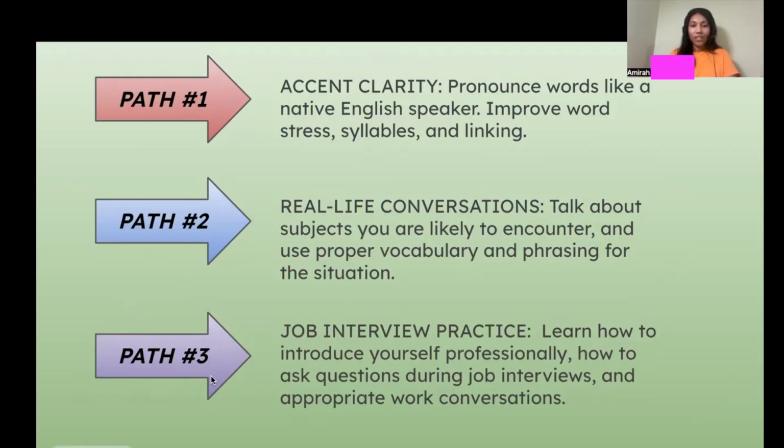Path number 3, job interview practice. Learn how to introduce yourself professionally, how to ask questions during job interviews, and appropriate work conversations. Now, this one is very, very important. Now, again, your lessons might be different. You might focus on sentence structure. You might focus on vocabulary. You might focus on one topic, and that's what all your lessons are going to be about. That's where you and your presentation is different from mine.